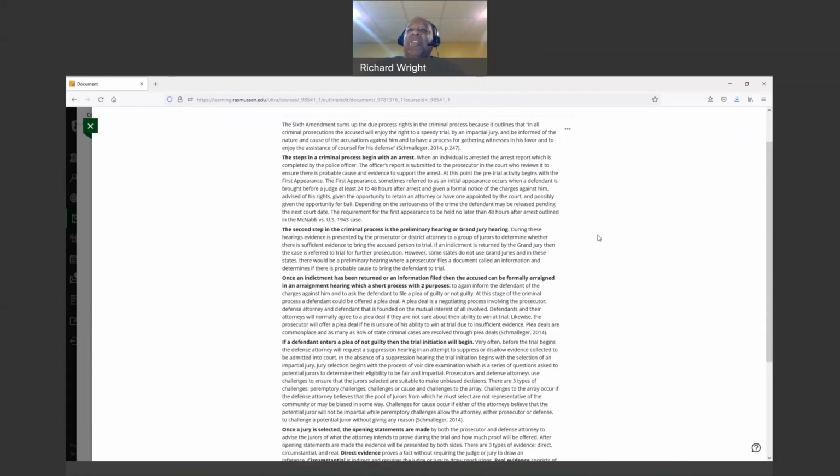So the steps in the criminal process start with the actual arrest itself. And the first appearance is generally at least 24 to 48 hours after arrest, depending on the processes and jurisdictions. And the formal charges are provided to a defendant, and the individual is given the opportunity to retain an attorney. If they can't afford one, then the court appoints a public defender. And then there's bail, and bail must be reasonable based upon the crime history of the individual, the nature of the offense, and things of that nature.